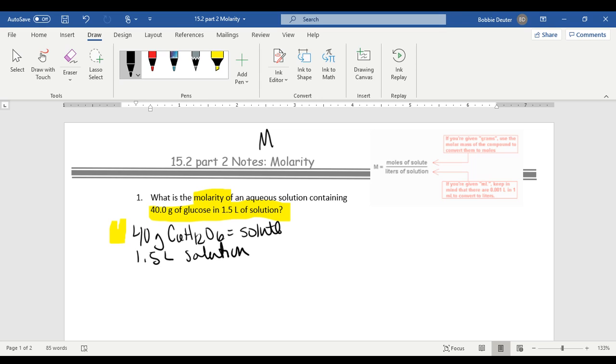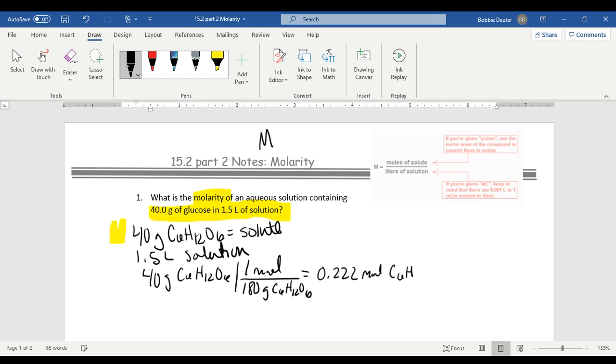And so the first thing that we need to do, we have to convert 40 grams of glucose into moles of glucose. So we need to use the molar mass. So this is 180 grams of C6H12O6. And again, how we've solved with molar mass in every chapter since, we divide by the molar mass and we get 0.222 moles of glucose, C6H12O6. Once we have that, we can put that into the formula right here.